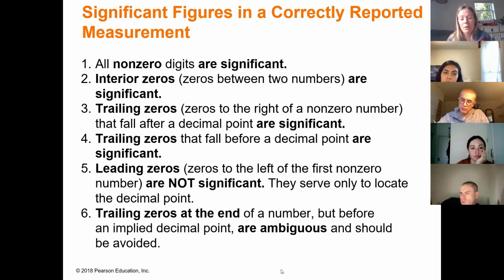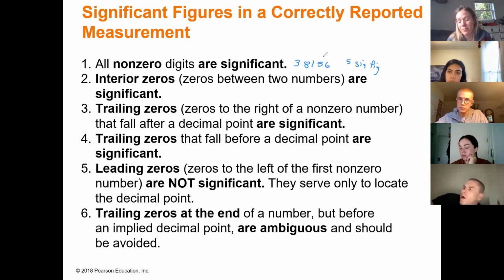So if I have a number like 38156, how many significant figures does this thing have? 1, 2, 3, 4, and 5. I would say 5 sig figs. All of them are non-zero. Those are really easy. It's the zeros that give us a little bit of trouble. So let's start talking about zeros.